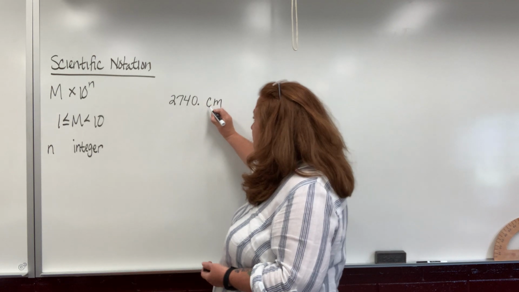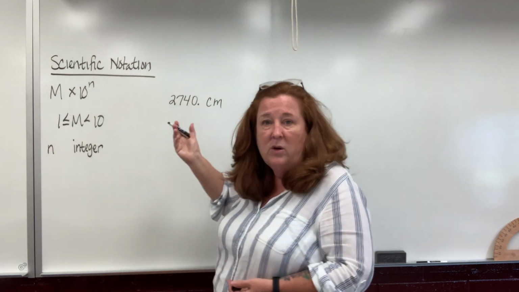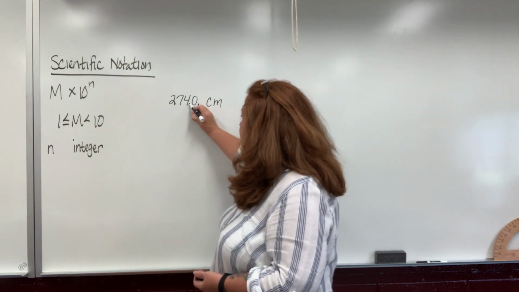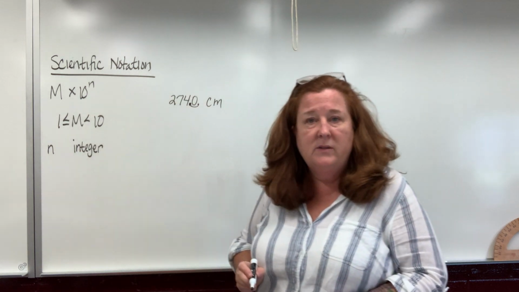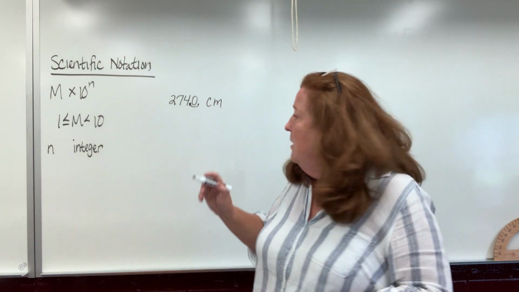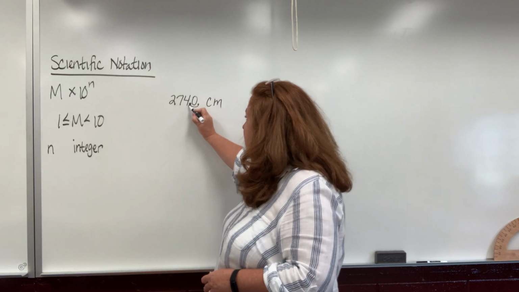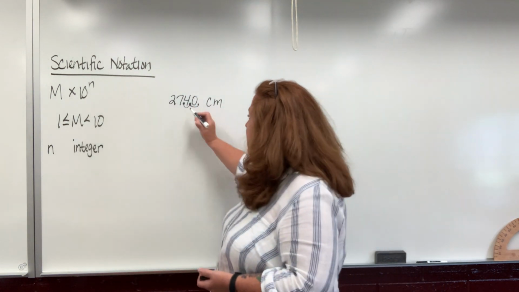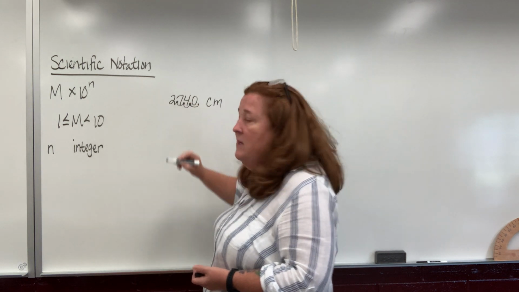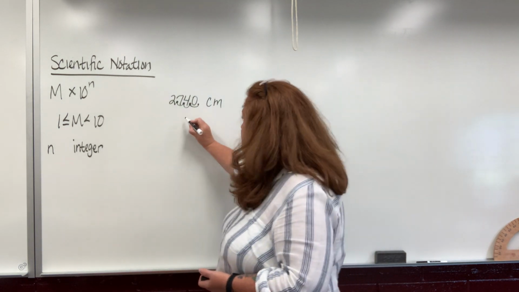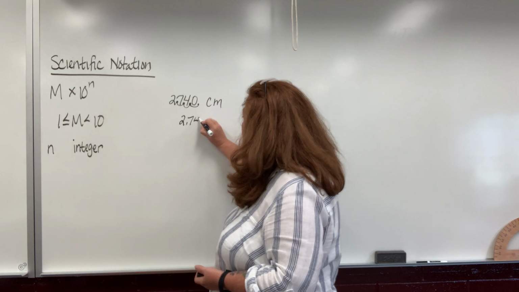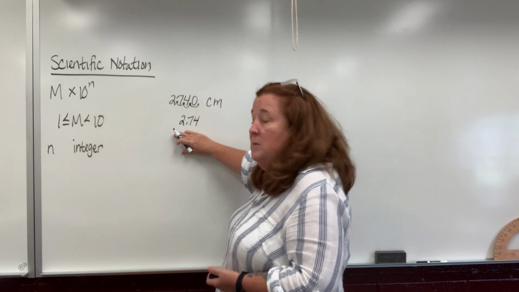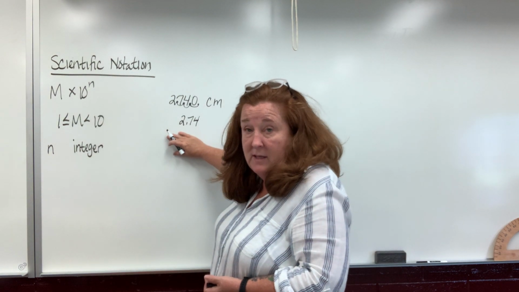I don't want to move it this way because that's going to make it a larger number. If I moved it once, that would be 274. If I stopped right now and the decimal were right here, that'd be 274. If I move it again, that would be 27.4. And if I move it one more time, now I have a number between 1 and 10. So this is going to be 2.74, and that's the first part. It's greater than 1, it's less than 10.